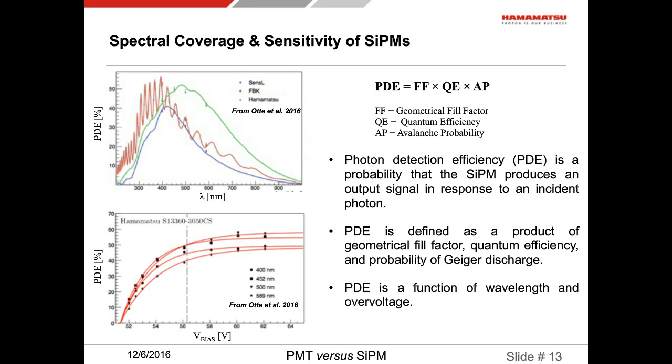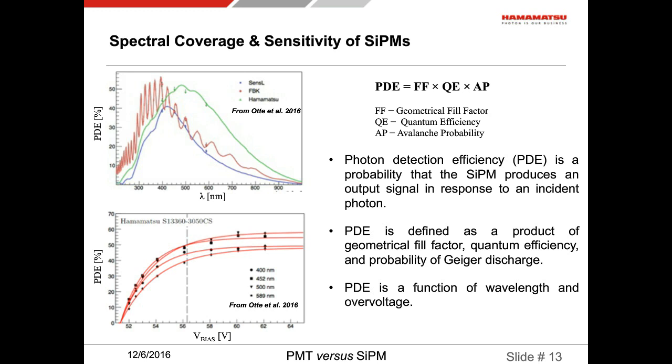In the case of SiPMs, we do not talk about quantum efficiency as a measure of device response to light. Instead, we use the so-called photodetection efficiency, which is a product of three parameters. The first one is the geometrical fill factor. This quantity represents the actual area that is sensitive to light. The fill factors range from about 50% to more.